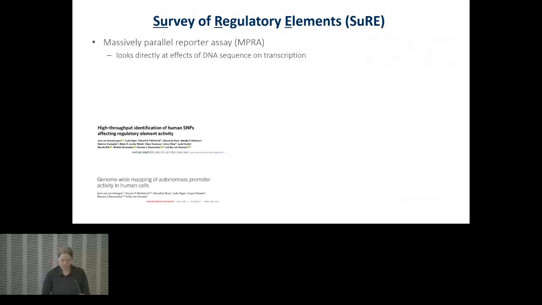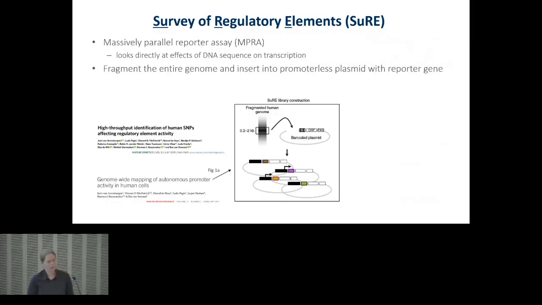Massively parallel reporter assays try to deal with some of these issues by looking directly at the effects of DNA sequences on transcription. The type of MPRA that we've been using is called the Survey of Regulatory Elements, or SURE, and is described in these papers here. This approach works by taking your entire genome of interest, breaking it into fragments, and inserting fragments of a suitable size into a plasmid, each of which has a unique barcode and a reporter gene, but does not have a promoter. So this gives you a library of plasmids where you'll only get transcription of the reporter gene if your fragment from the genome has an active transcription start site.